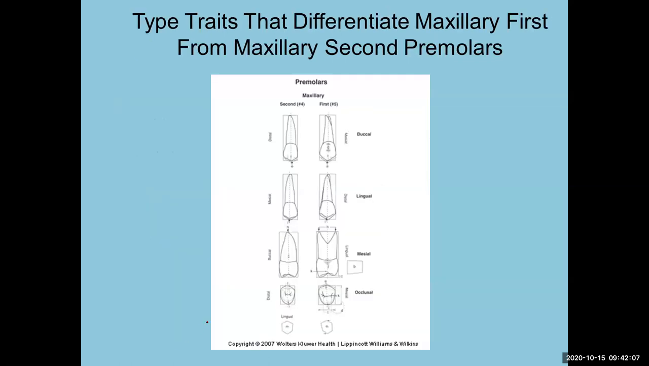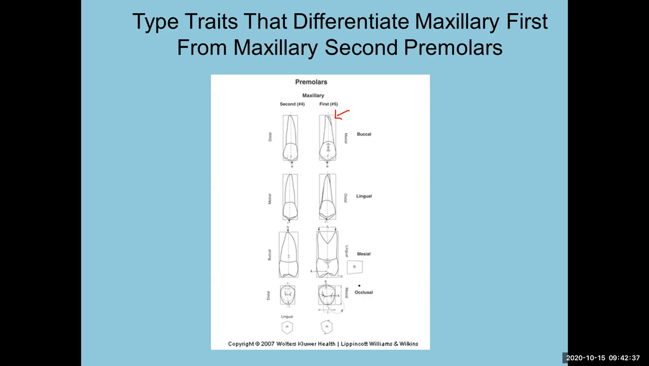How can you tell a maxillary first premolar from a maxillary second premolar? What's the first thing you're going to be looking for? Bifurcation. First thing I look for. Which one has two roots? That's going to tell me it's a first premolar. Now, there could be an anomaly where it's not bifurcated, so you have to look at other things.